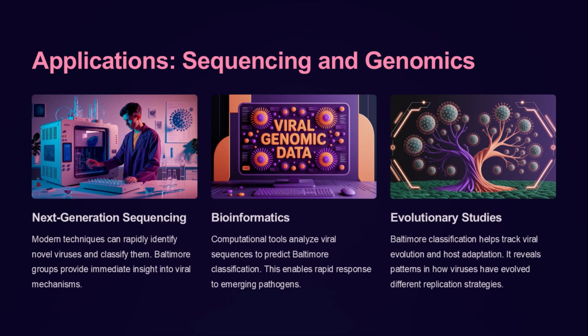Computational bioinformatics tools can analyze viral sequences to predict their Baltimore classification, enabling a fast response to emerging pathogens. The Baltimore Classification System helps us track viral evolution and host adaptation, revealing patterns in how viruses have evolved different replication strategies over time. Understanding these patterns is crucial for developing effective treatments and interventions against viral diseases.